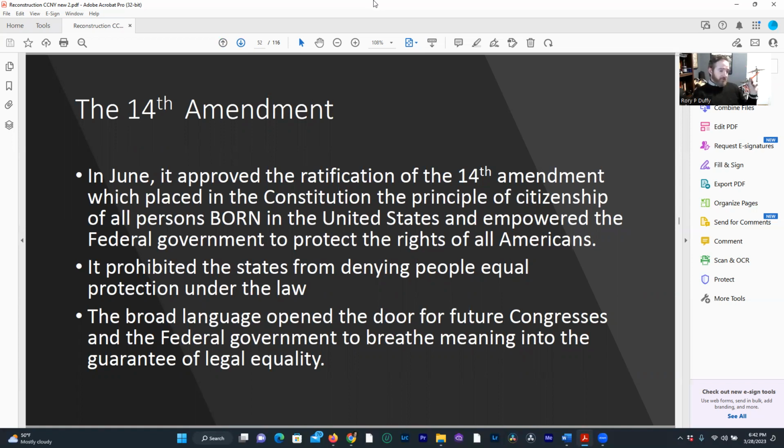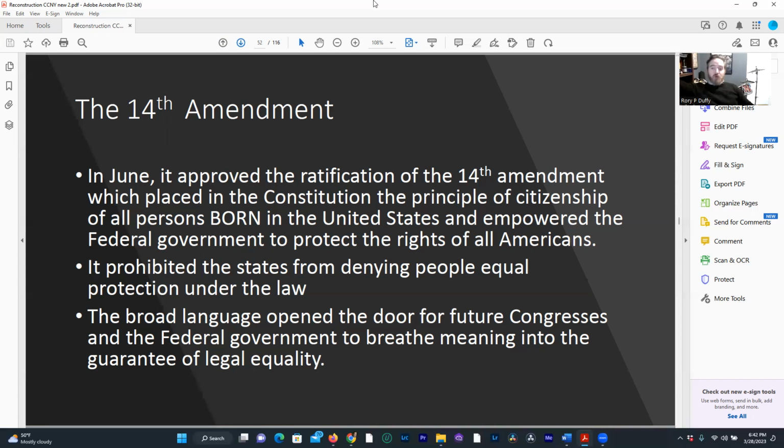Born here, you get the protection of the Constitution. Meaning, right, now, if we had the Dred Scott case, Dred Scott can use these amendments and the first 10, the Bill of Rights, because now in the eyes of the federal government, he is not viewed as a piece of property. He is viewed as a human being who has all the protections. And it is broad language. The broad language of the 14th Amendment opened up for future Congresses and the federal government to breathe meaning into the guarantee of legal equality.